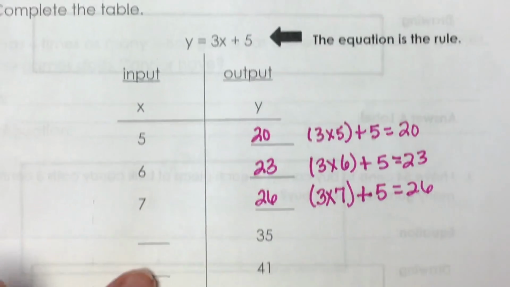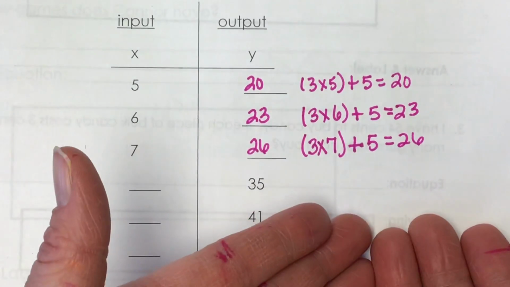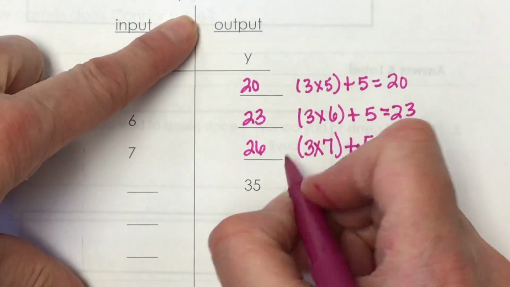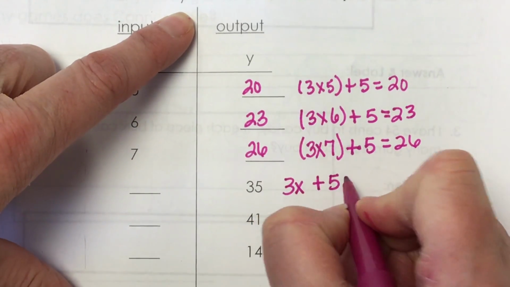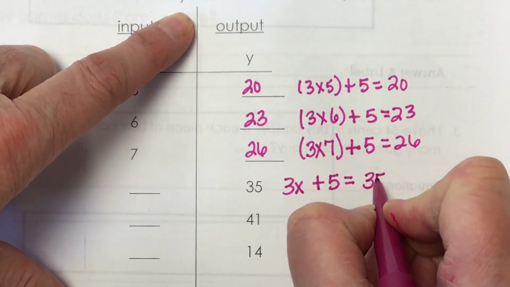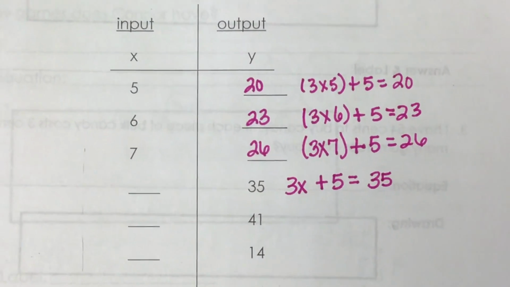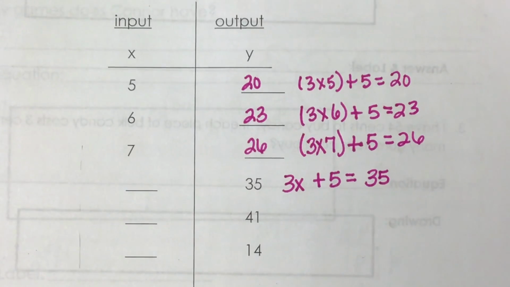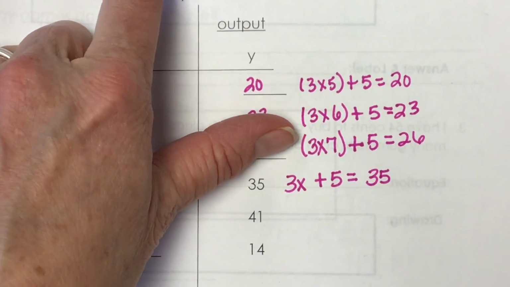So let's look at the situation if we are given the output. So instead of given the x, we're given the y. So now we know 3x plus 5 equals 35. So we have to figure out what that x is. What does it say to do if we know the output? What's it say to do in our learning takeaway?